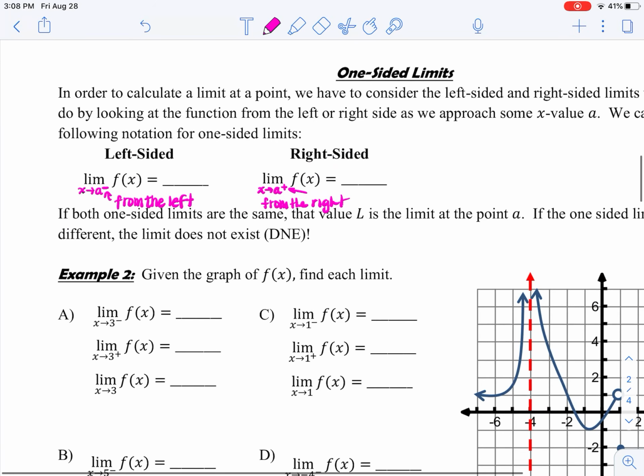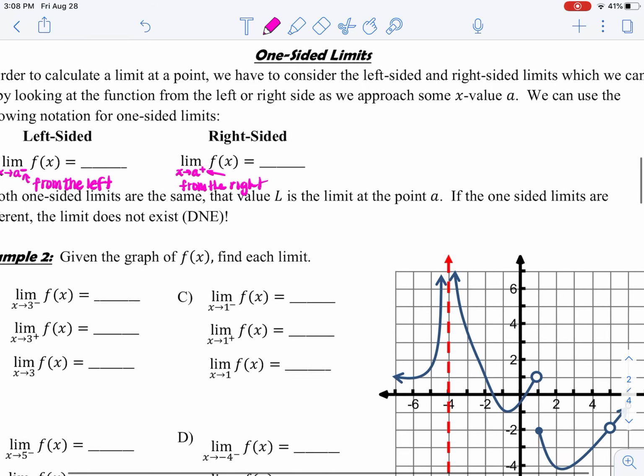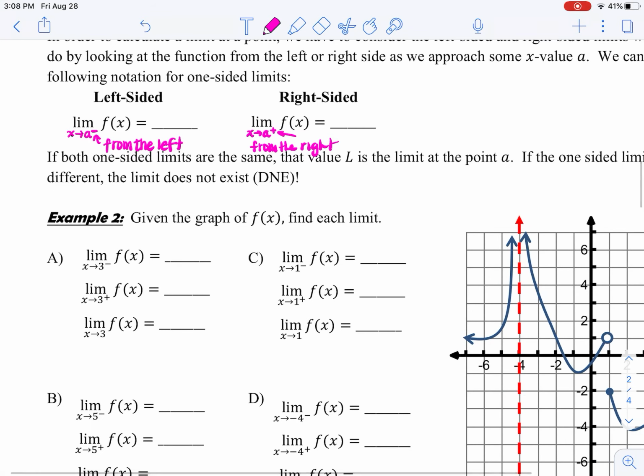Okay? All right, so if you find the left-handed limit and the right-handed limit and they're the same value, then that is the limit. If they're two different values, then the limit does not exist. Okay? If one-sided limits are different, the limit does not exist. So we teach you one-sided limits so you understand how to find the limits.